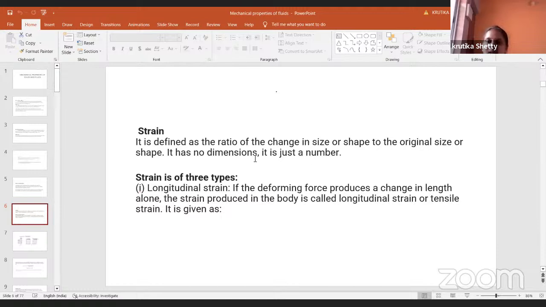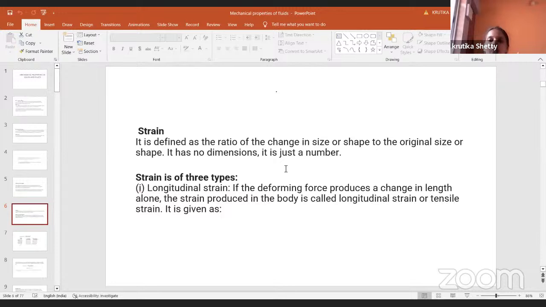Why does it have no dimension or unit? Suppose you are considering change in length upon length, the unit will be meter by meter. So when it is meter by meter, the unit gets cancelled. Therefore strain is a dimensionless quantity, strain is a unitless quantity also, right? Whatever value you are getting, it is just a number here.